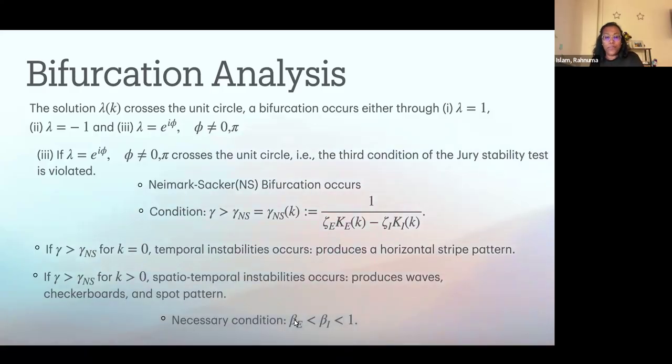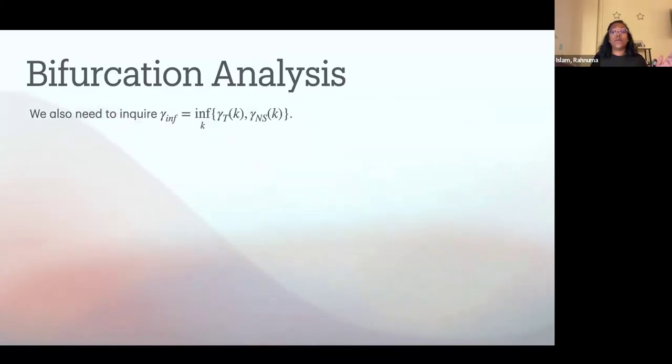So next, after we find the condition of each bifurcation, we also want to know which bifurcation will cross its threshold first. Whether gamma will cross the threshold of the Turing one or the Neimark-Sacker one.